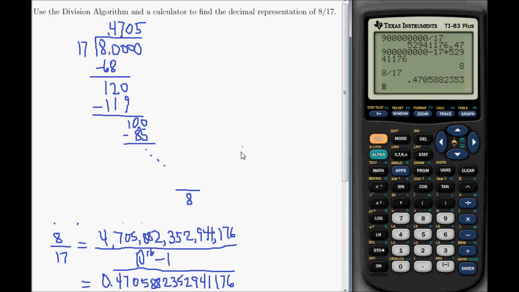So you might want to convince yourself that what we see here at 8/17 is equal to this big thing divided by 10 to the 16th minus 1. That is the same logical equivalent as just doing the long division and just waiting until you get a remainder of 8 again when you come out the other end.